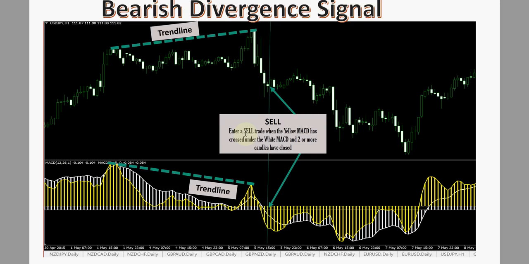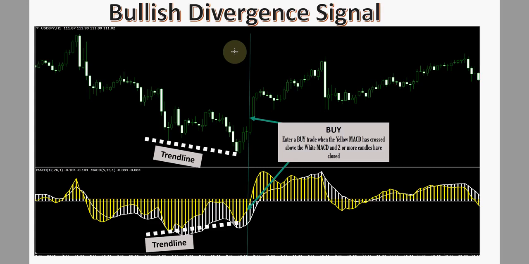But before then, we make sure that the smaller MACD has crossed down, and then we wait for two more candles. We just give ourselves some breathing space to make sure that the divergence is actually real before we short this trade. So we short the trade here following the divergence. Then bullish divergence is just the opposite of this.